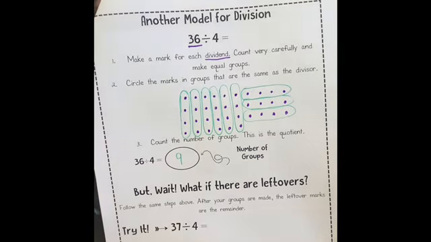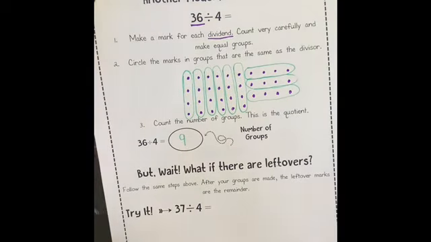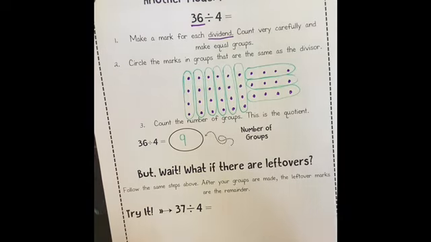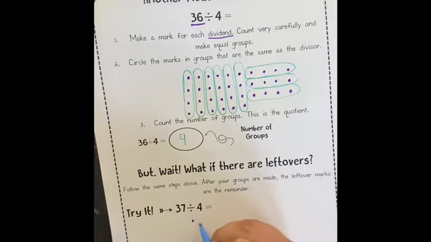But what are we going to do if I have dots left over? So we're going to start this process again, and we're going to look at a new problem where I have 37 divided by 4. And you probably in your head already know kind of how this is going to turn out, but we want to draw it out for your notes so you can see exactly what this should look like. So we're going to start by making our very organized marks. So I'm going to make 37 dots.